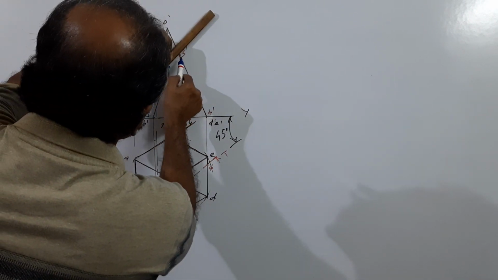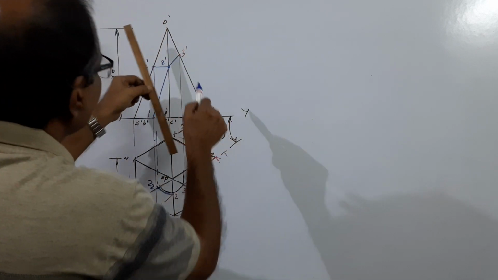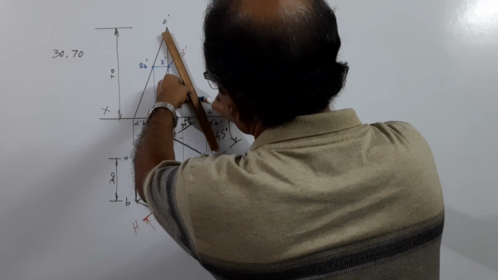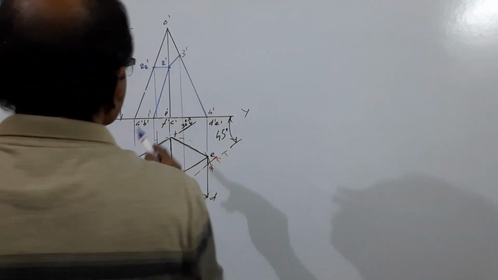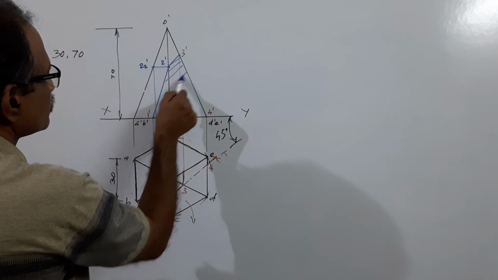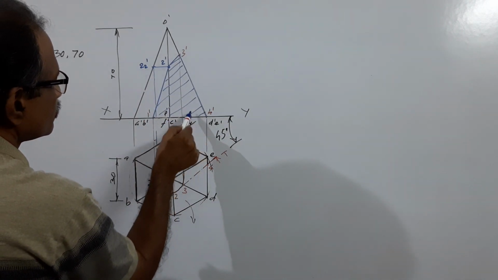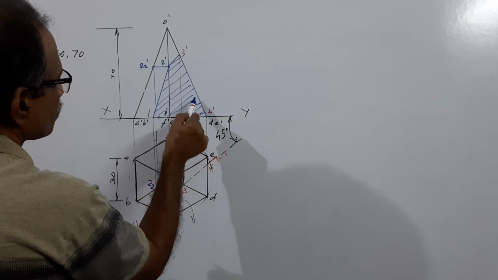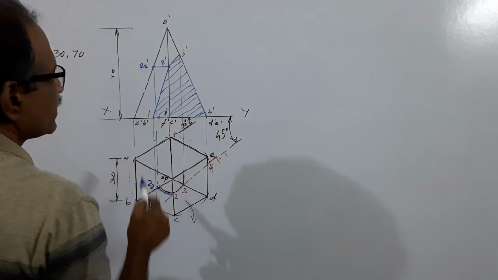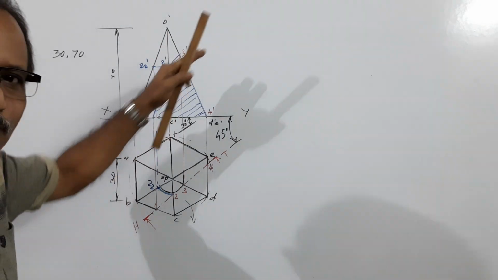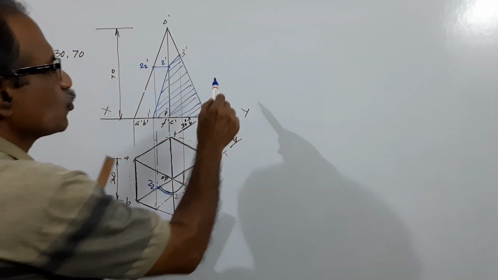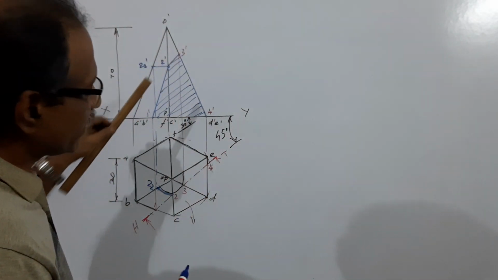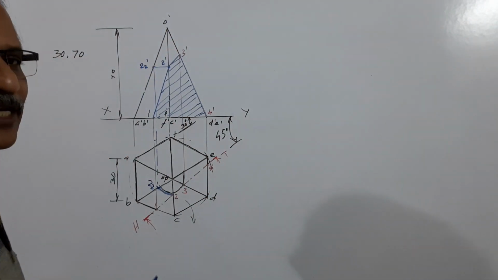2 dash 3 dash. 3 dash 4 dash already exists. It's the same line. Hatch this. These hatching lines are drawn at 45 degrees to XY line and about 1 to 2 millimeters apart. This completes the sectional elevation.